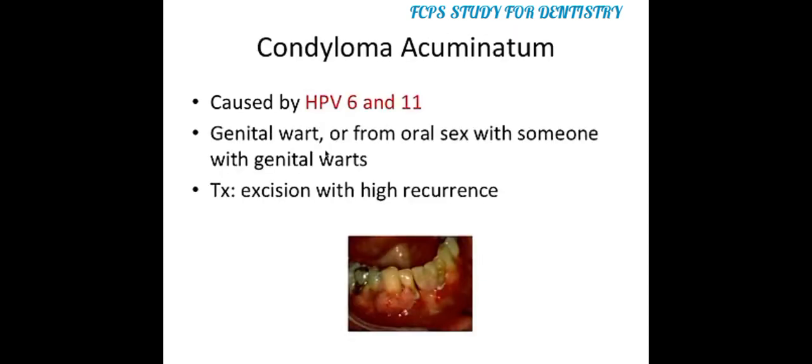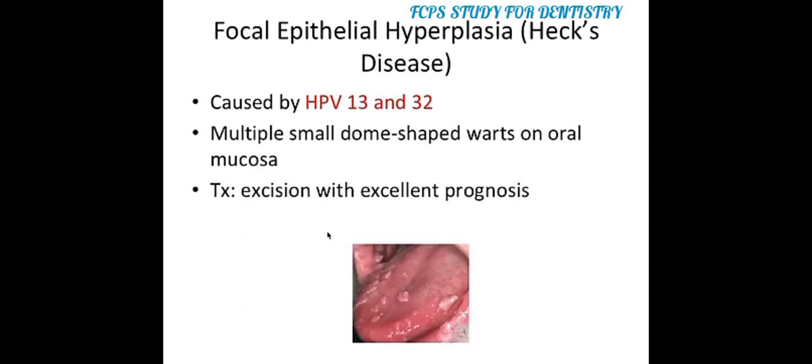Condyloma acuminatum is caused specifically by HPV 6 and 11. Now these are important to know. I would definitely know this stuff I have in red. Those are just numbers I guess you have to memorize, unfortunately. It can also be in the form of a genital wart, or spread from oral sex with someone with genital warts. So that's how it can spread to the mouth. Treatment would be excision. Also note that it has high recurrence.